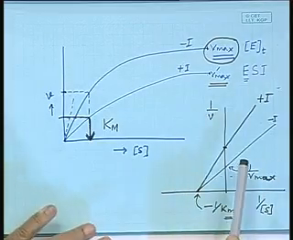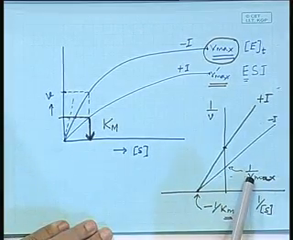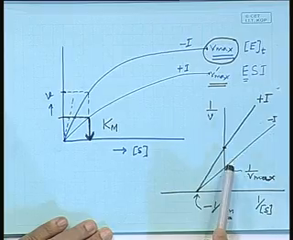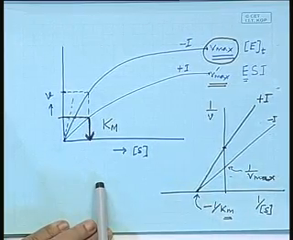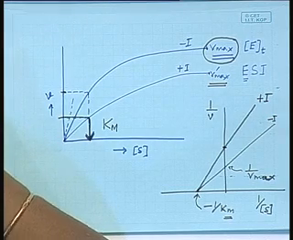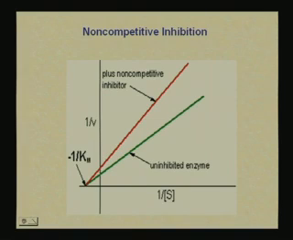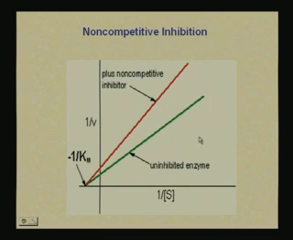So, for the competitive inhibition, I have a case where the Vmax is the same, the Km is different. For non-competitive inhibition, I have the Km the same, the Vmax different. Okay? So, why are the lines of the inhibitor always above the uninhibited enzyme? Because the reaction velocity is always slower in the presence of an inhibitor. So, when I am plotting the 1 by V, it has to be higher.